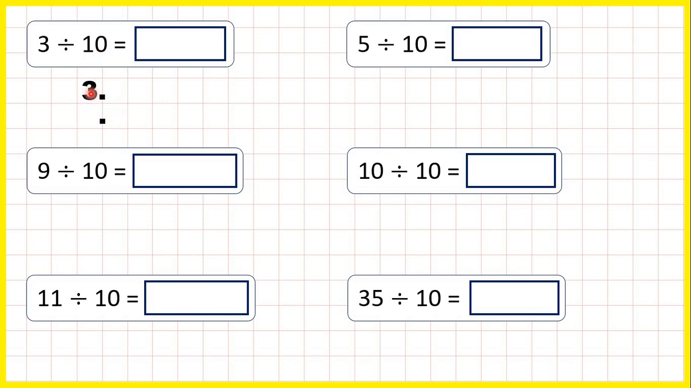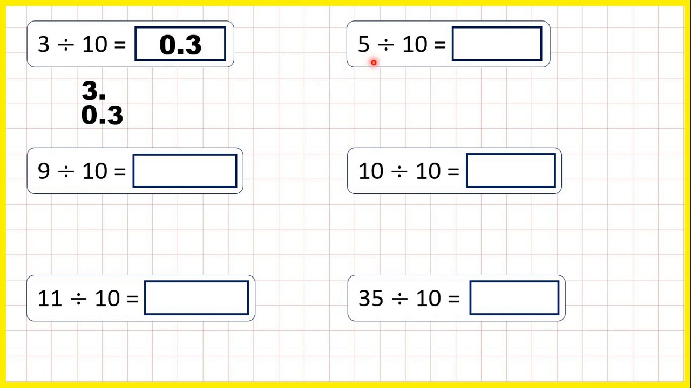So if we copy this 3 down 1 square to the right, we have 0.3. But remember, the digit before the decimal point is our ones digit, and we can't have an empty ones place value column, so we need to write a 0 in this empty square. That gives us our answer, 0.3.